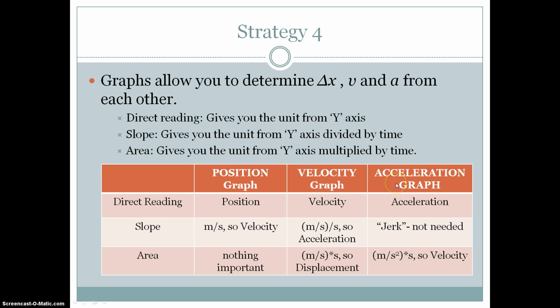And if you have an acceleration graph, super rare. If you read it directly, you'll get acceleration. If you take the slope, you get something called a jerk, which we only deal with in physics. If you take the area, you get velocity.